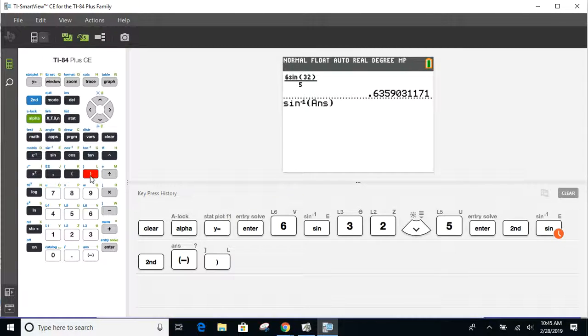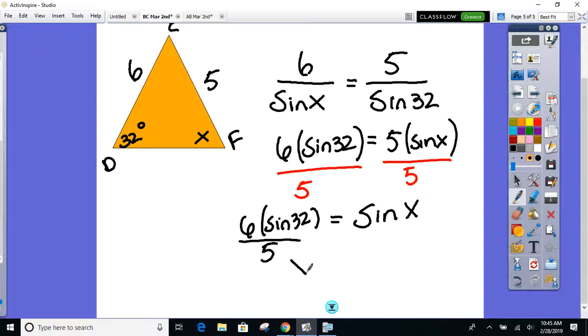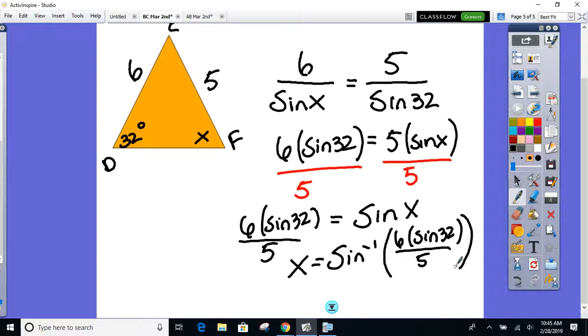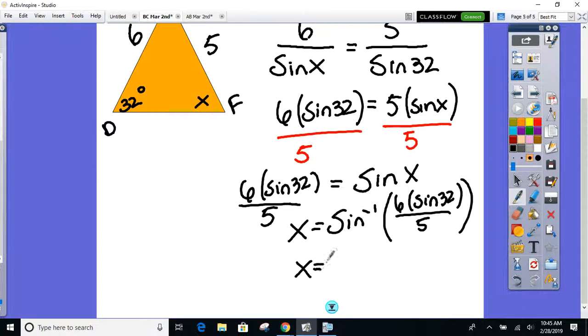So that's not changing. If you have to find an angle, you have to do the inverse at the end. And this tells us that angle is going to be 39 degrees. So X is going to be inverse sine of 6 times the sine of 32 all over 5. X is 39 degrees. Again, this can be used on any triangle.